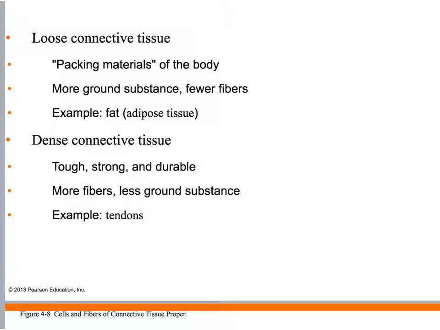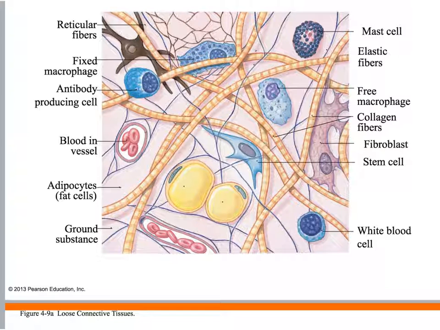Remember, we talked about loose connective tissue. That's the packing material of the body. An example of that would be fat or adipose tissue. Dense connective tissue is tough, strong, and durable. And an example of dense connective tissue would be the tendons.